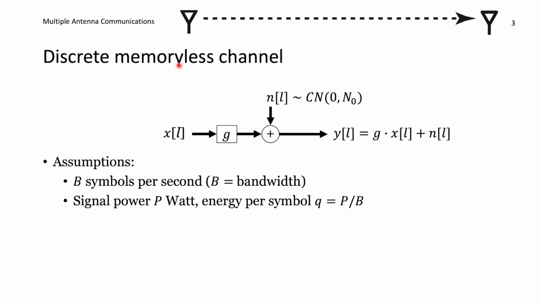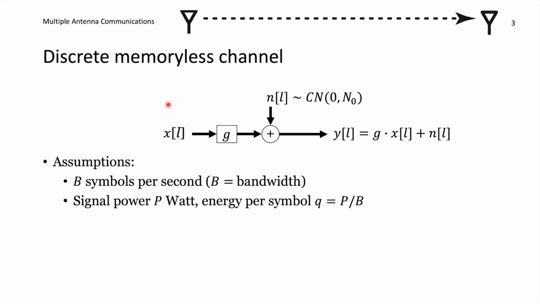And we can model this using a discrete memoryless channel, where XL is the signal we are transmitting at time L in discrete time. We are then receiving YL, which is the transmitted signal multiplied with G, which is describing the channel. And then we have NL, which is the complex Gaussian noise. And L is a discrete index here: 1, 2, 3, 4, and so on. But the number of times we can transmit symbols like this per second is equal to B, and that is also equal to the bandwidth.